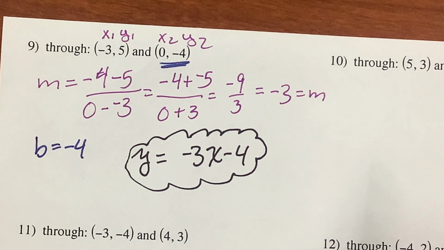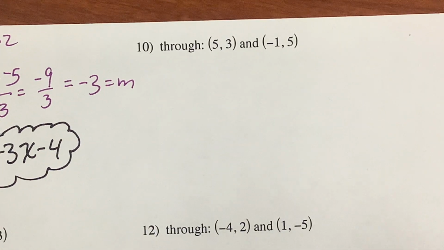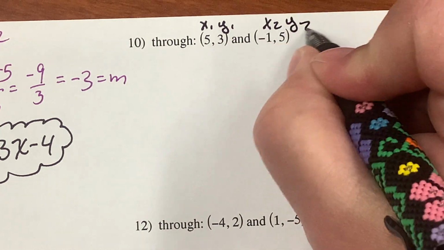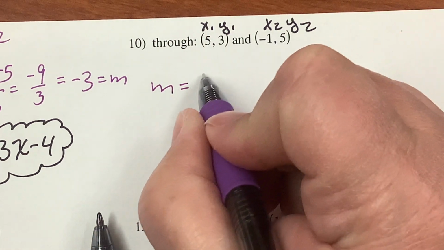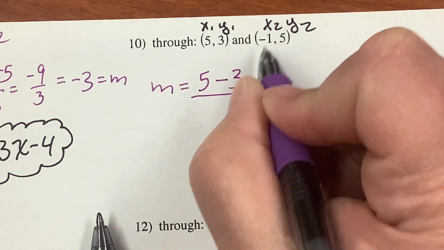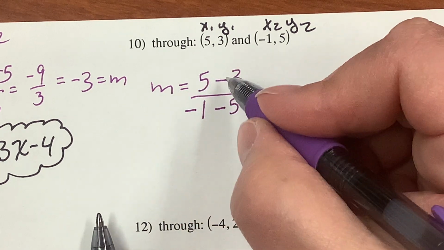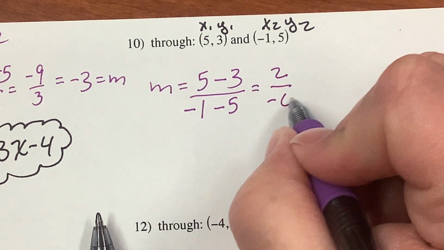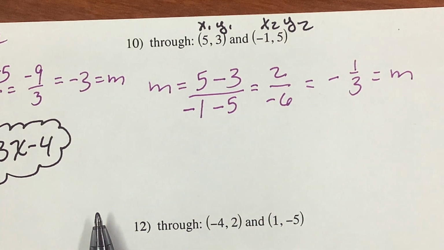I get the feeling, though, I'm going to have some crazy stuff going on here. Let's take a look at number 10. Let's see. x1, y1, x2, y2. m equals y2 minus y1, 5 minus 3 over x2 minus x1, -1 minus 5. Let's see, 5 minus 3 is 2. -1 minus 5 is -6. And that reduces to -1/3 equals m. Okay, that's good. It's a fraction, but it's not so bad, right?